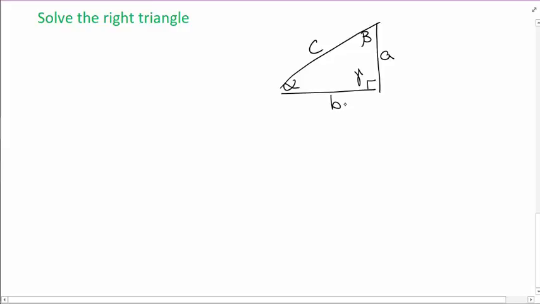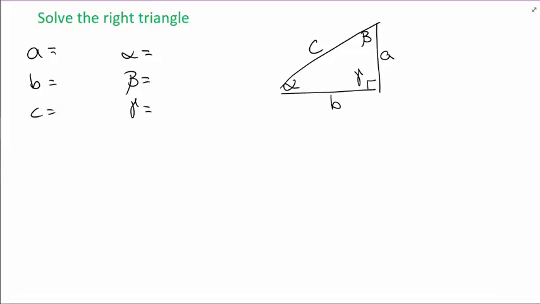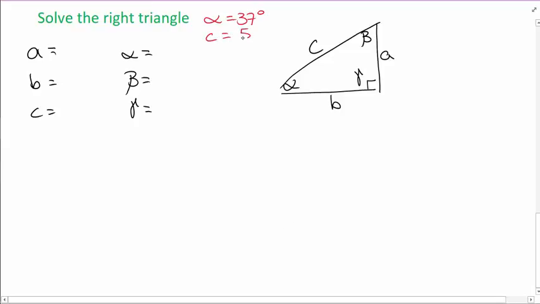So when we say solve the right triangle, there are going to be 6 things that we need to solve for: the length of A, the length of B, the length of C, and then the measure of angle alpha, the measure of angle beta, and the measure of angle gamma. In order to do this, we're going to need two pieces of given information. Here, we're given that alpha is 37 degrees and that C is 5 inches. From there, we're going to be asked to find the lengths of side A and side B, and also the measures of beta and gamma.